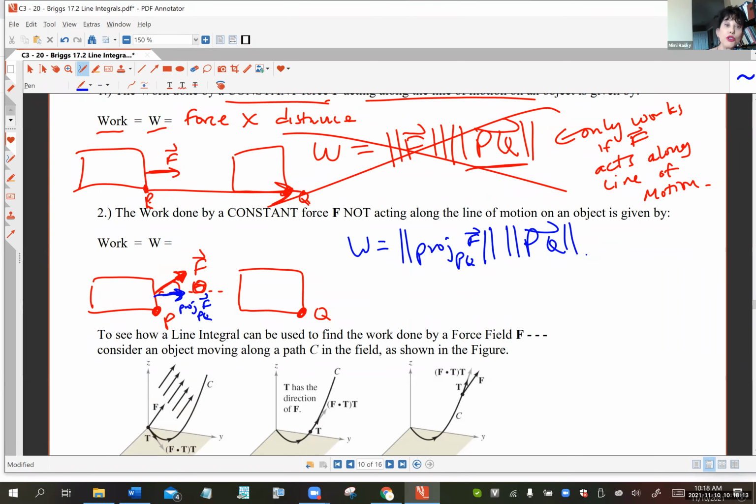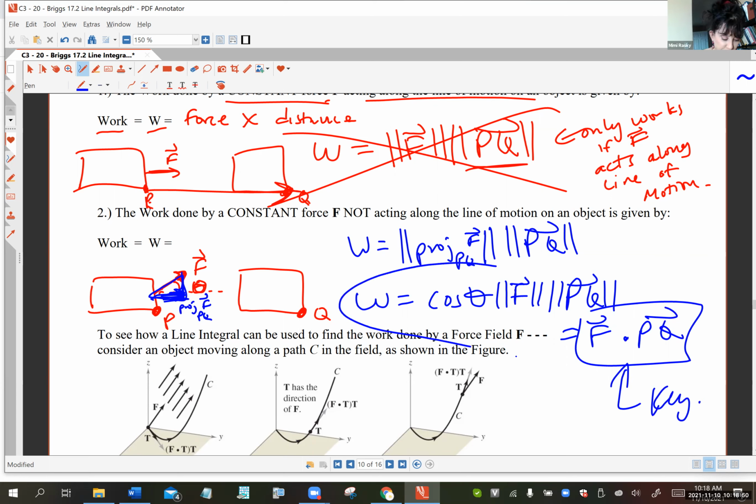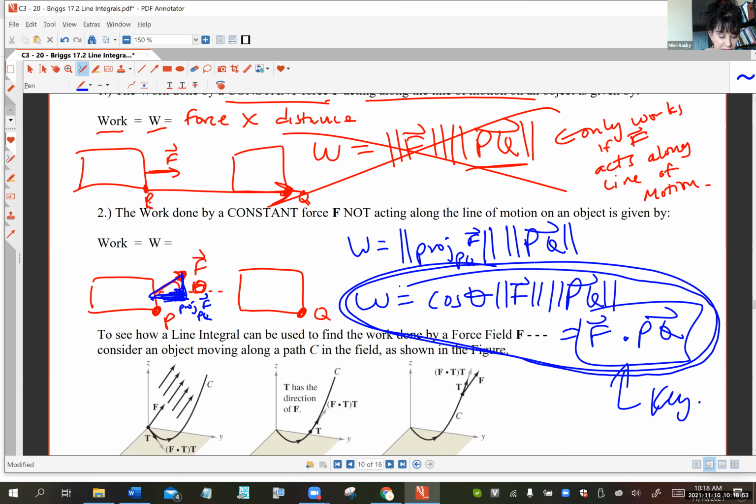And this is more usually used, but even more than that, and we talked about, if we make a right triangle here, it turns out that this work formula is the same as the product of the magnitudes times cos theta. Okay, and that's the same as F dot PQ. And this is key right here. And so I hope you remember some of these formulas from the first module. So these two formulas here are the typical formulas we use for work.